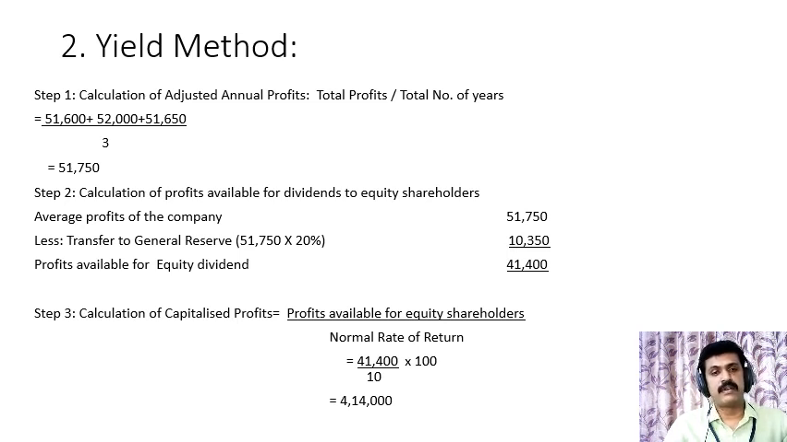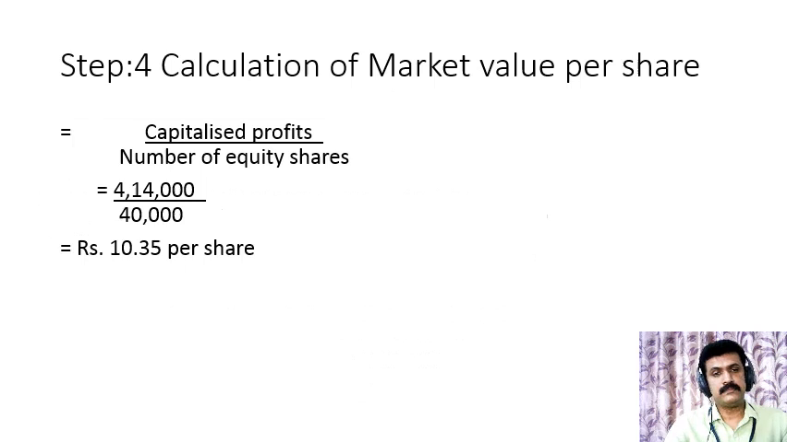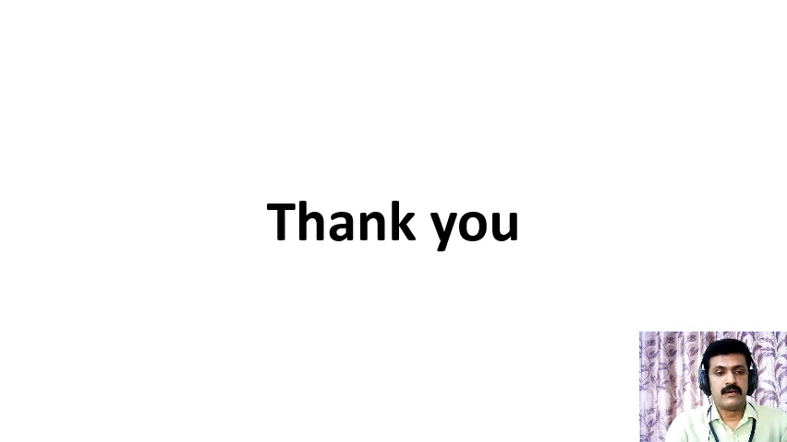Then in the next step we have to calculate the capitalized profits, and the formula is profits available for equity shareholders divided by normal rate of return multiplied by 100, that is 41,400 divided by 10 multiplied by 100, that comes to 4,14,000. Then in the last step we can calculate the market value per share by using the equation capitalized profits divided by number of equity shares. Capitalized profits are 4,14,000 divided by number of equity shares 40,000. Therefore the market value per share will be 10 rupees 35 paise per share. Thank you.